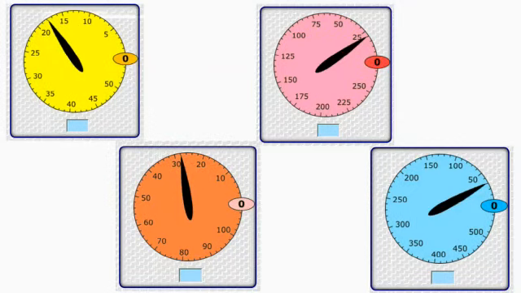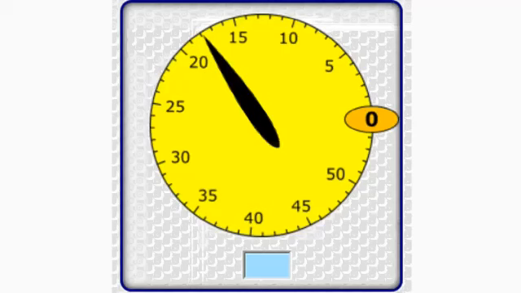Here are some scales with different numbers. That means that we need to count in different numbers for each scale. Have a look at the yellow one. It's counting in fives. It goes 5, 10, 15, 20. But what about the numbers in between? How are we going to work out how much is one dash worth?